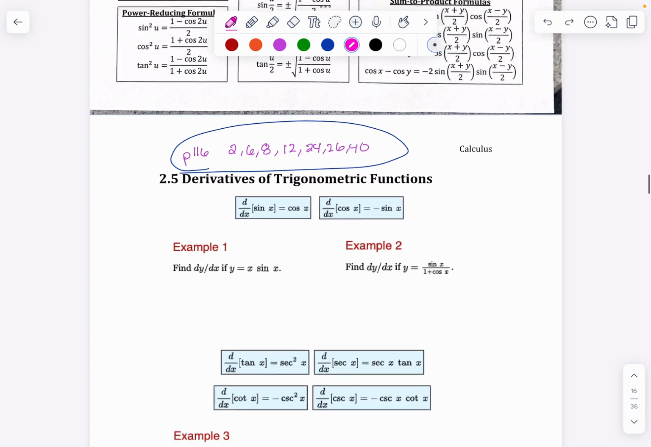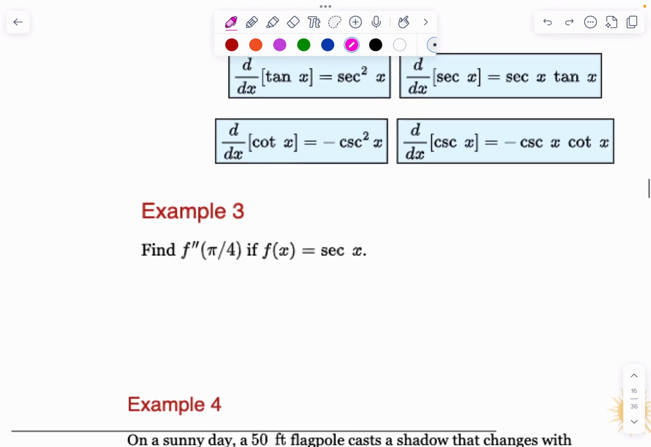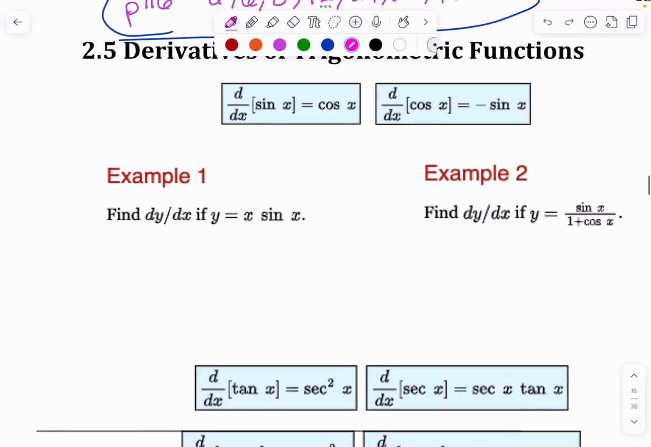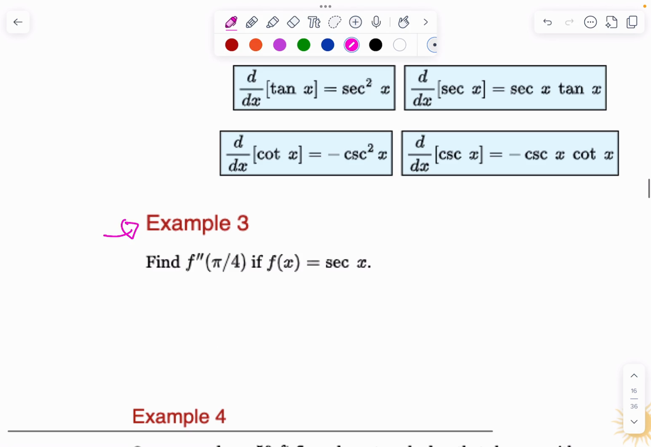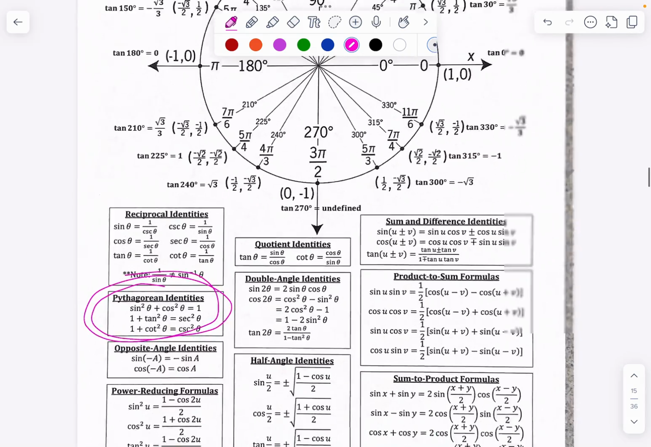So we're going to do a little bit of 2-5. We're not going to get all the way through this. In fact, we're only going to do the first 3 examples. Actually, we're only going to get about halfway through example 3, okay? But there is that. So you need this unit circle.